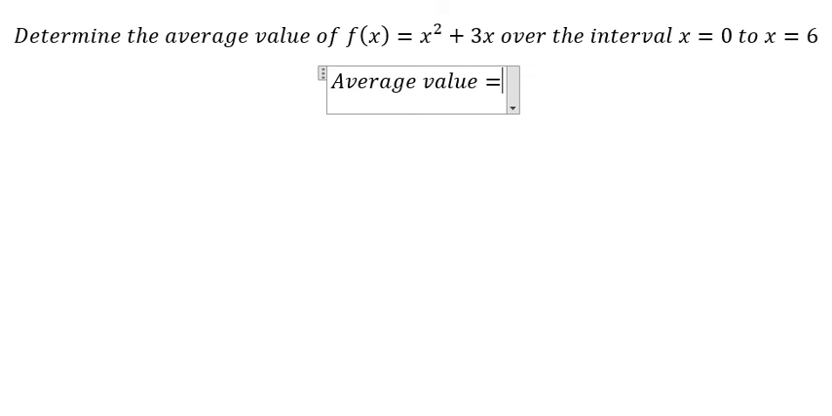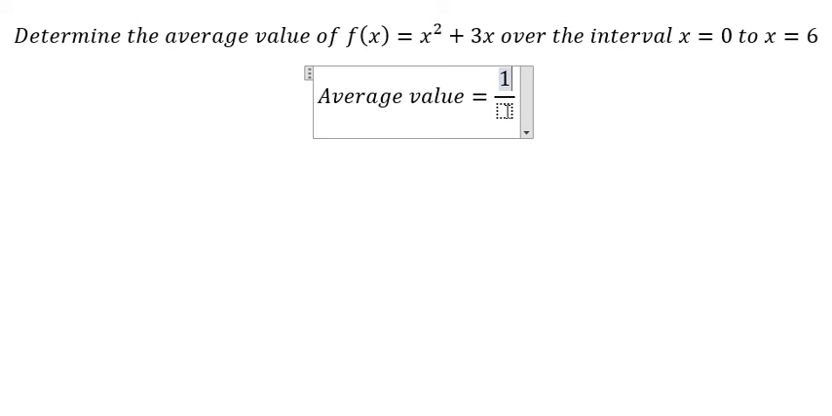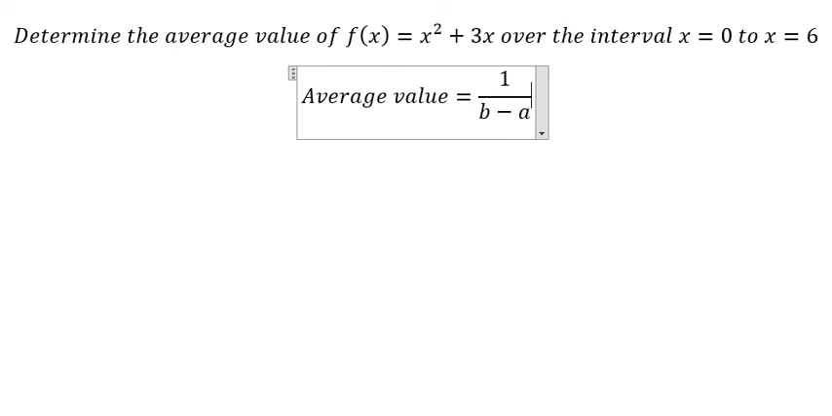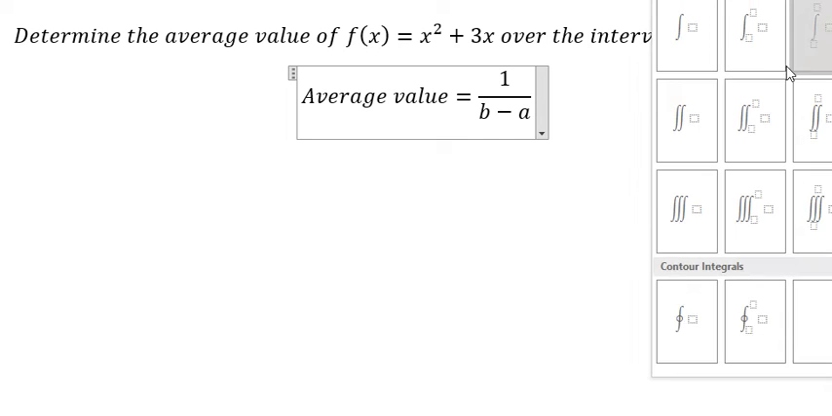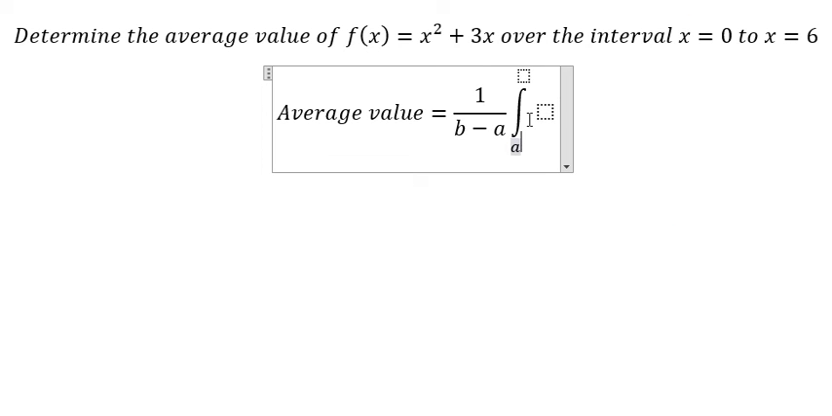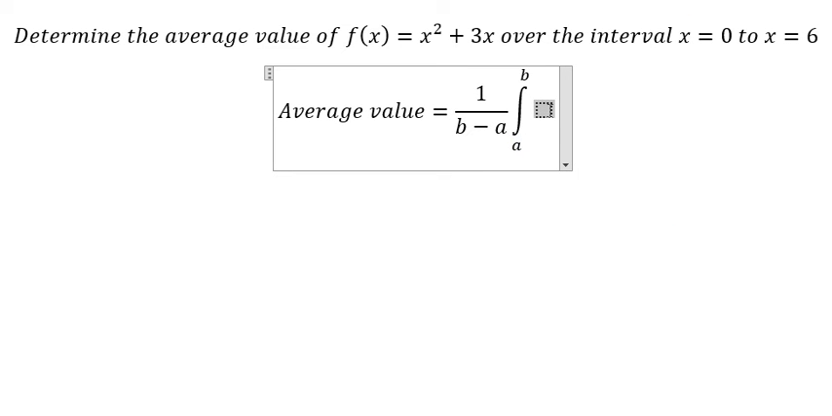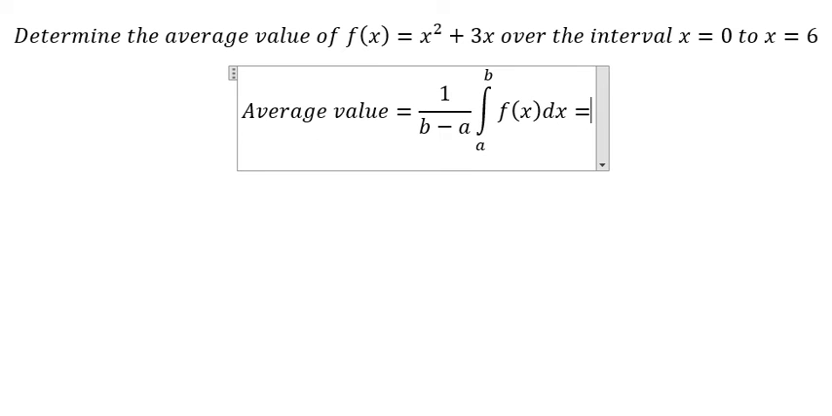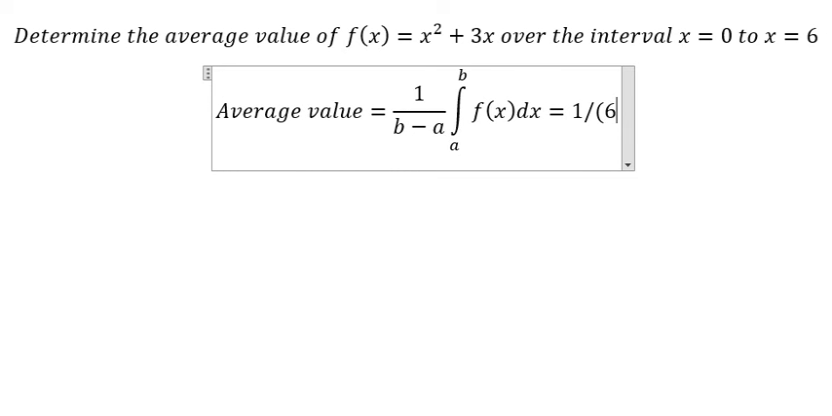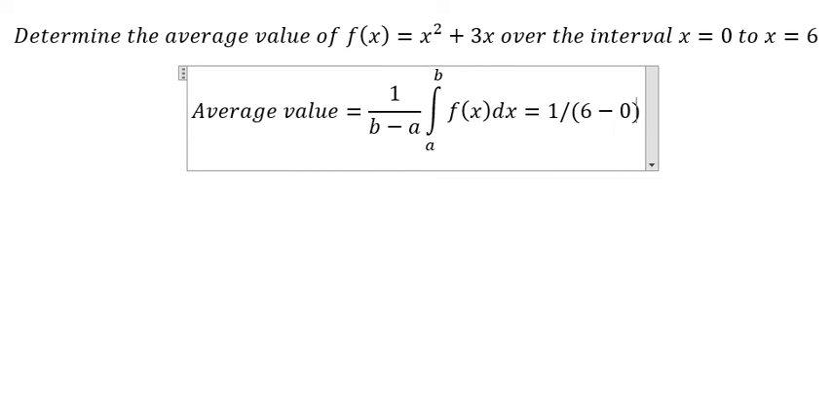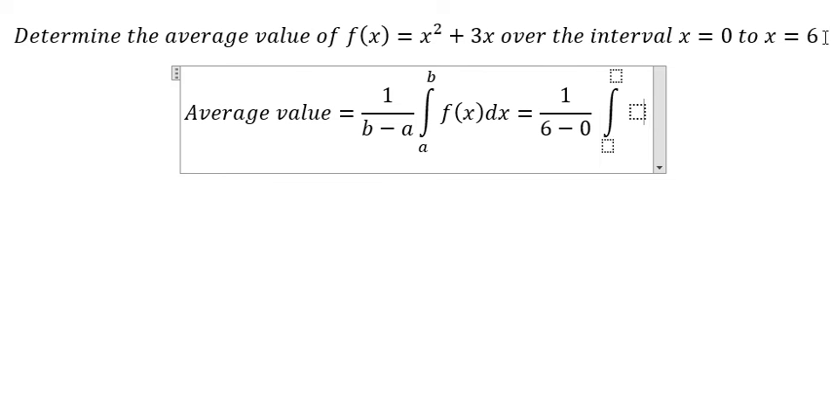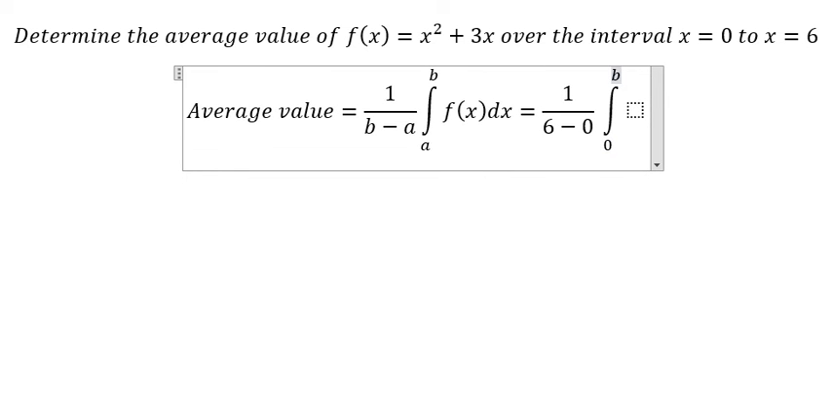That is about 1 over b minus a, and we have the integration from a to b, and we have the function in here. So b, that is about number 6, a, that is about number 0 in here, and we have the integration from 0 to number 6, and we put this one in here.